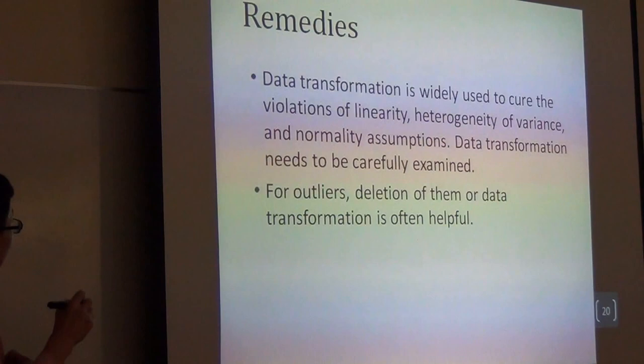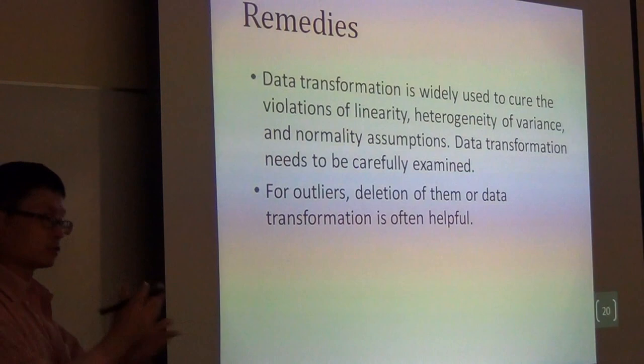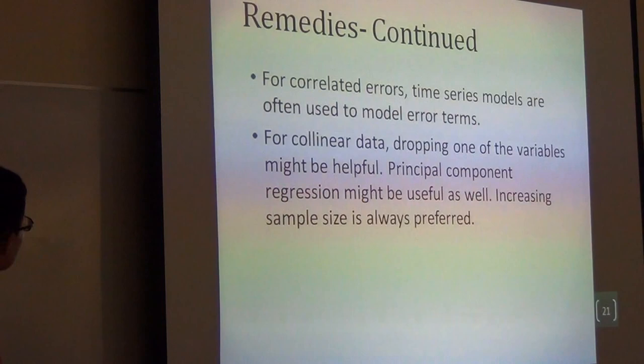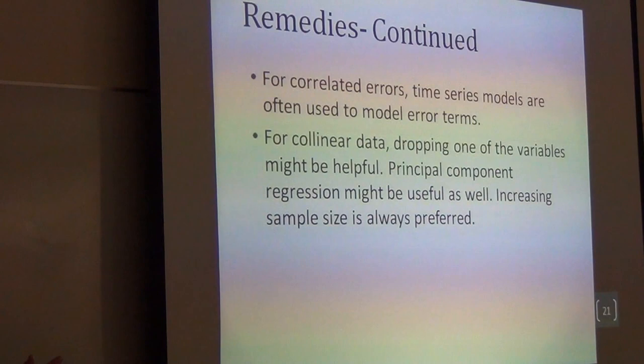That's why I said data transformation needs to be carefully examined. It's not like one approach works in every case. And then, okay, outliers: when you eliminate outliers, you should be careful, from my point of view. Correlated errors: if errors are correlated or there is a trend, for example in a time series, time series models are often used to model the error terms. This requires some statistical knowledge.